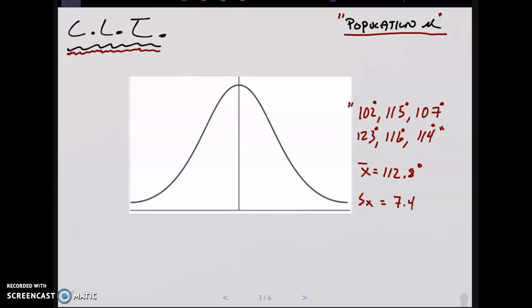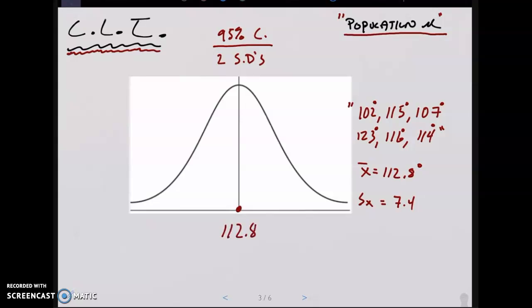So what I'm going to do is build an interval. We call it a 95% confidence interval. 95% confidence. And we know that 95% of the data is going to be within 2 standard deviations of the mean. So I'm going to throw in my mean, which is 112.8.